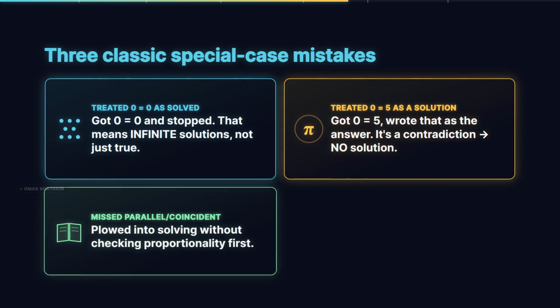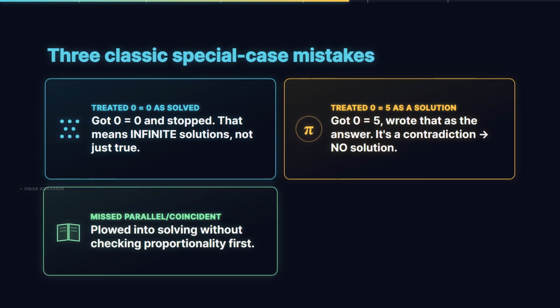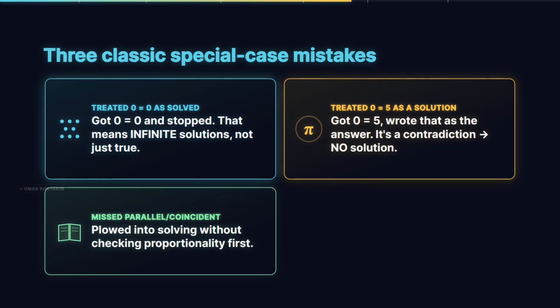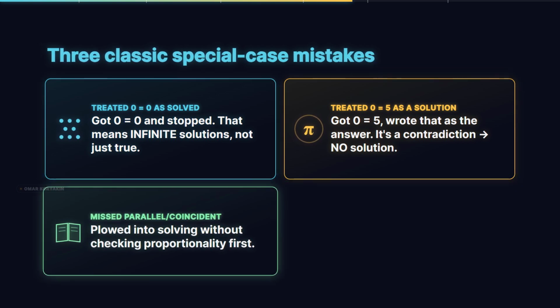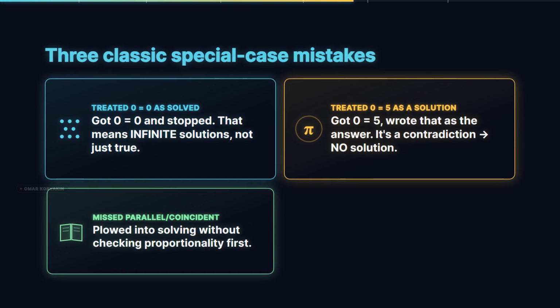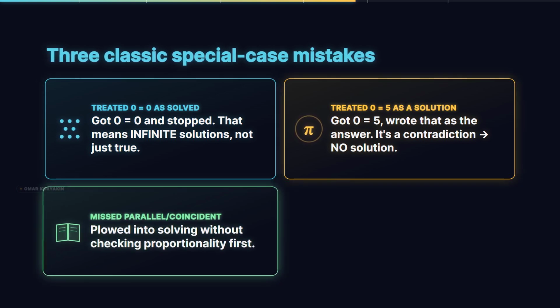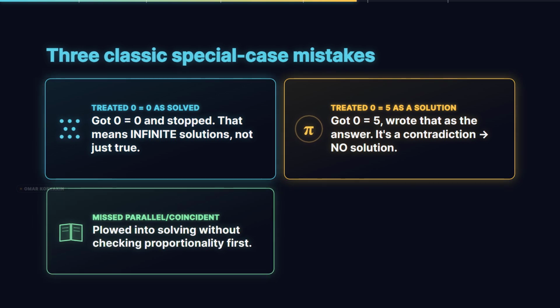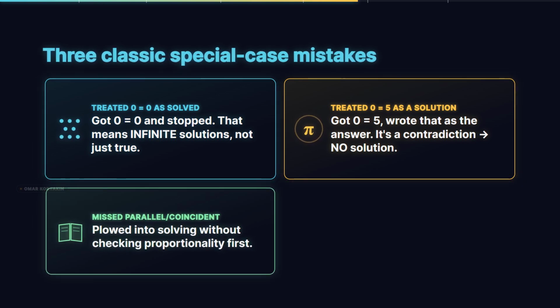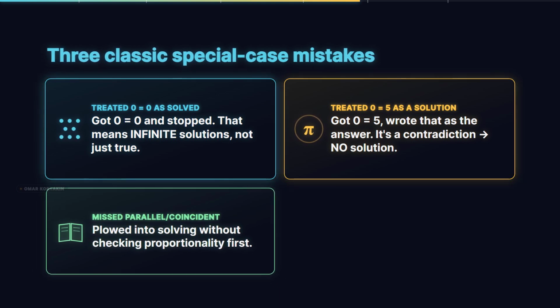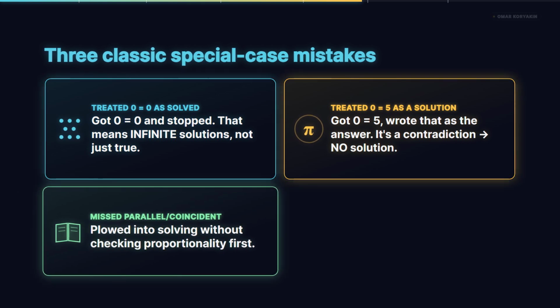Third mistake: plowing into extensive solving on every system without first checking for the special cases. A student spends 3 minutes trying to solve a system that turns out to be inconsistent when a 10-second proportionality check would have flagged it immediately. The fix is to make the proportionality check the first move on every system: compare the ratios of the x and y coefficients across the two equations, and the ratio of the constants.